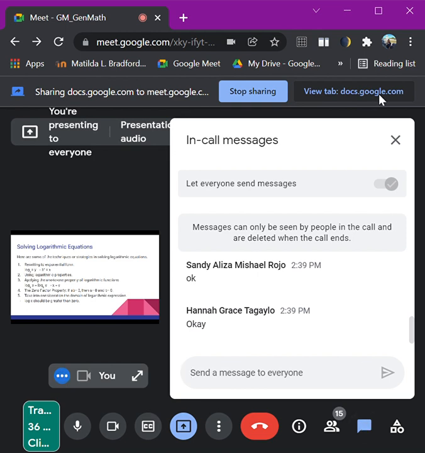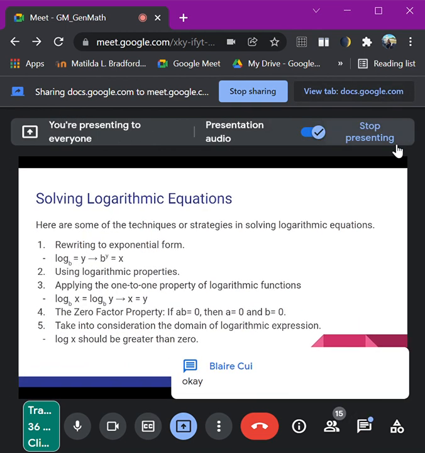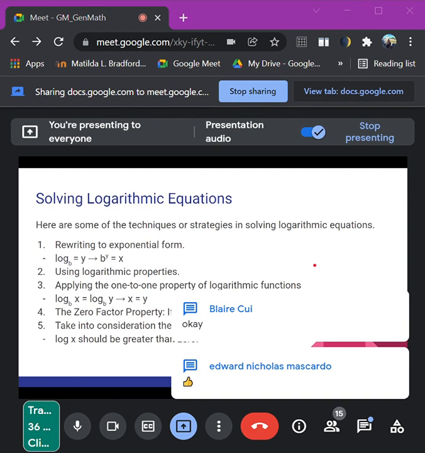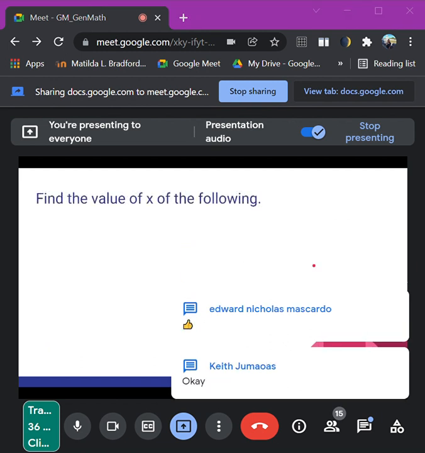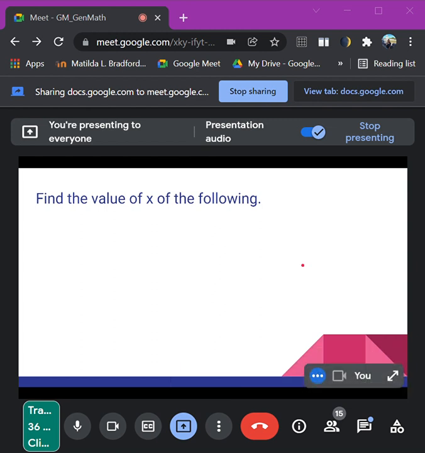Now, this time class, let's try to solve. We're going to find the value of x of the following. So we have here the first example: log of quantity x plus 3 with base 5 is equal to log of 22 with base 5. So if we look at it, class, which technique could we use here?